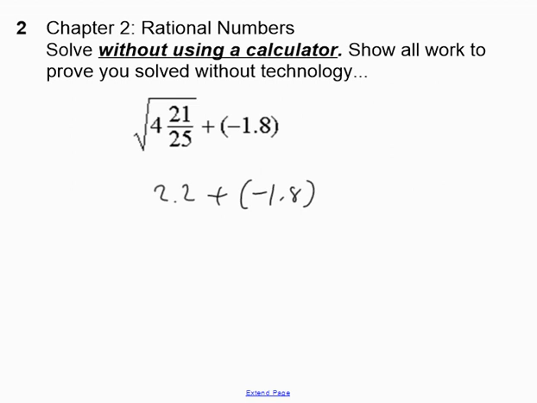I have $2.20 because that's a positive 2.2, and I owe $1.80. So if I owe $1.80 and I have $2.20, I could pay off all my debt, and I'm left with 40 cents, or just positive 0.4. That's my answer. So that's your answer for the first question 2.